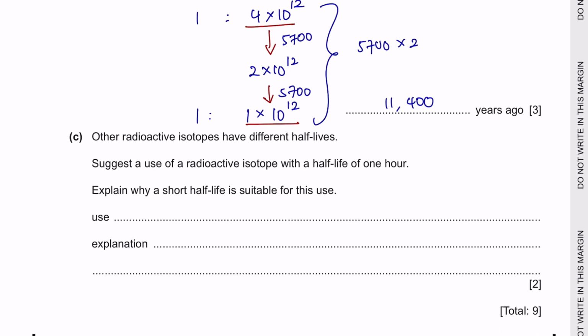Next, question C. Other radioactive isotopes have different half-lives. Suggest a use of radioactive isotope with half-life of 1 hour. So 1 hour is a very short time. Explain why a short half-life is suitable for this use. Usually we use a very short half-life, for instance medical tracers, which is put into our body. And the reason why we have a very short half-life is because we do not want the radioactive isotope to be inside of our body for a long time, as it is unsafe for us.